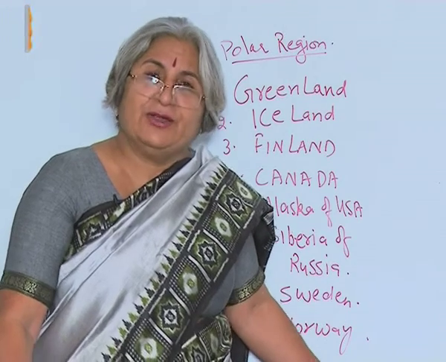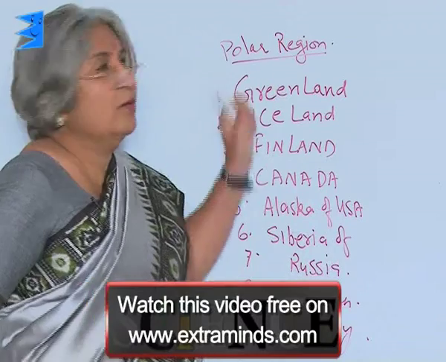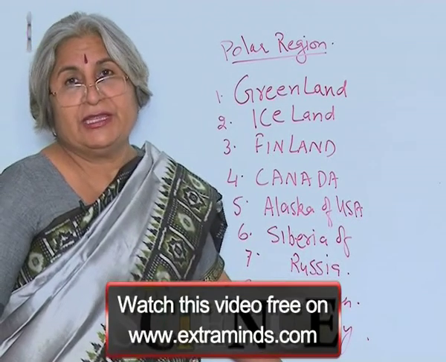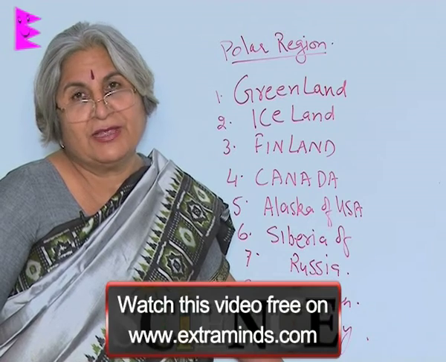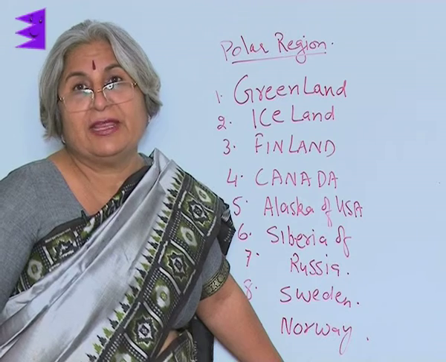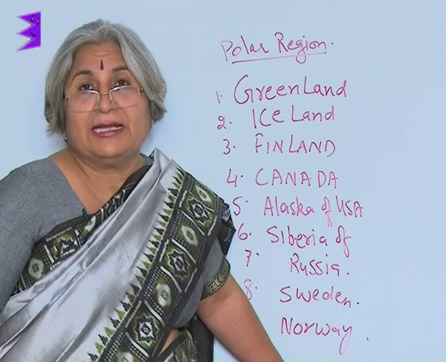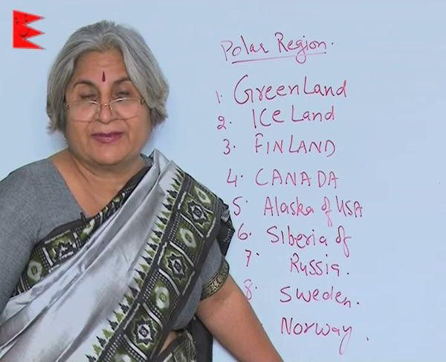Now, let us take two extreme climatic conditions. First one is polar region. In the polar region the sun rays do not fall directly. So, obviously they are very cold. The climate of polar region is very cold, so much so that it goes into negative minus 37 degrees Celsius.